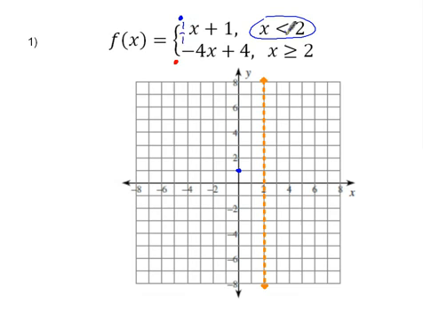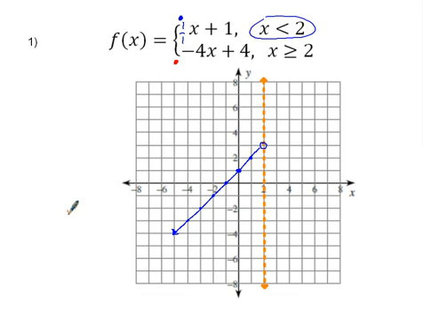And just keep in mind, I want the x values less than 2, so I'm going to represent that by an open circle when I get to this orange line. So I'm going to go up 1 over 1, up 1 over 1. This is going to be my open circle. And then we're just going to draw a line through these dots.